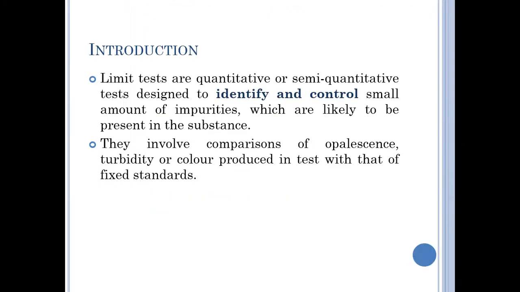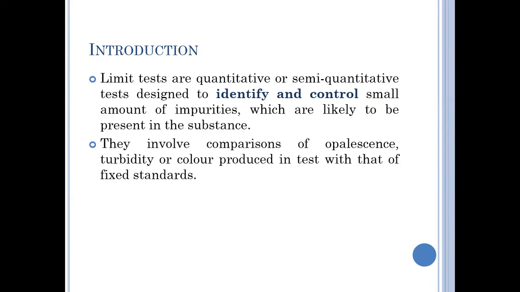So now let us see the introduction. Limit tests are quantitative or semi-quantitative tests which are designed to identify and control small amount of impurities which are likely to be present in the substance. So as said in the definition, these are semi-quantitative tests. They involve the comparison of opalescence, turbidity or color produced in the test with that of the fixed standards.